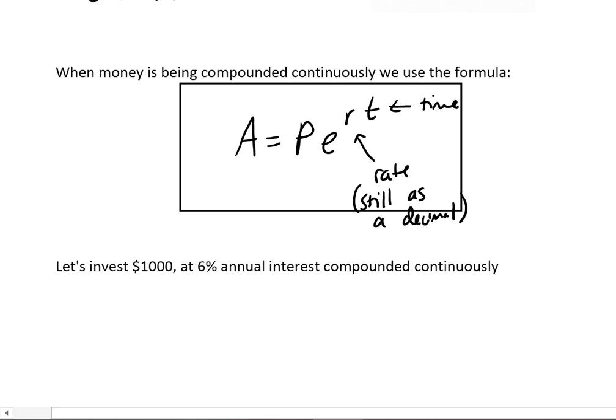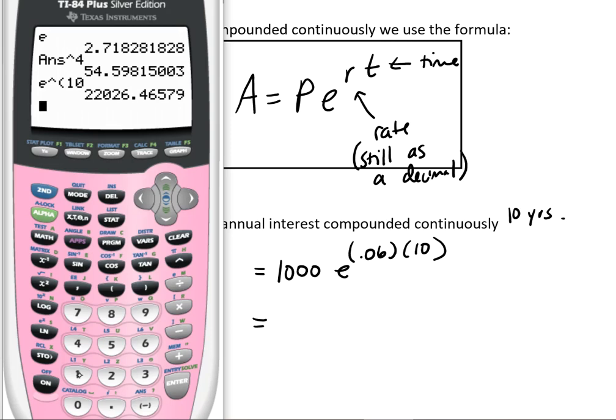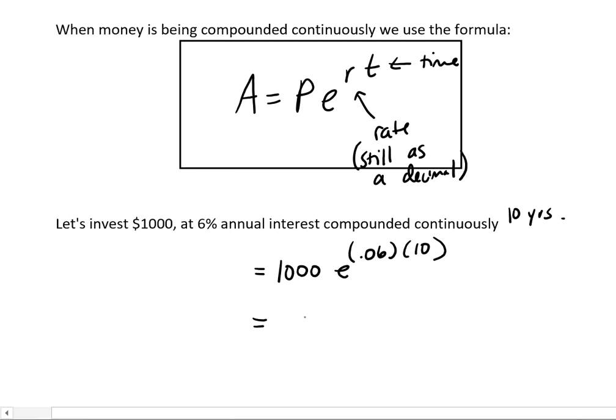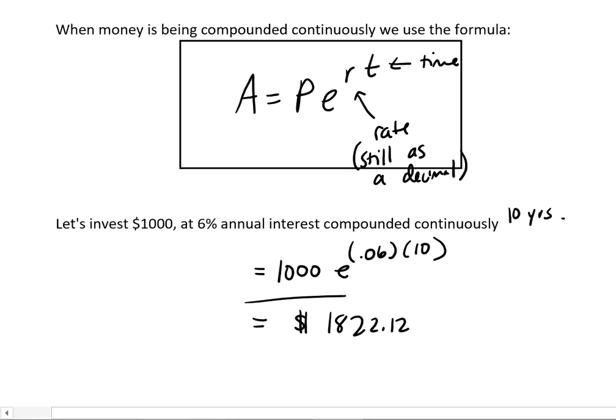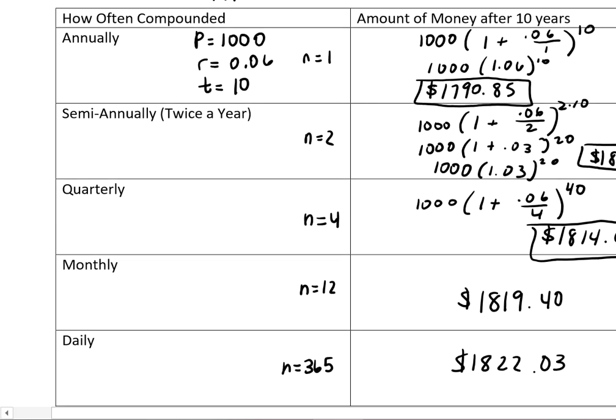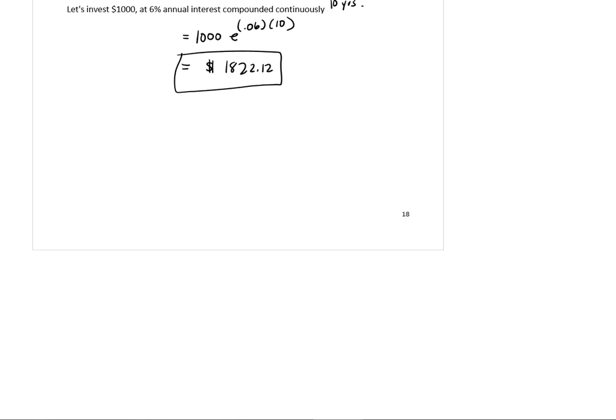So let's do that same $1,000 at 6% interest, compounded continuously now. We'll have 1,000 e to the 0.06, and we're still doing 10 years. Let's see what this comes out as, and we'll compare with how much we made if we compounded daily. E to the 0.06 times 10. Survey says, not a big change at all. $1,822.12. So comparing, I made 9 more cents by compounding continuously. And that concludes the lesson on 5.4.